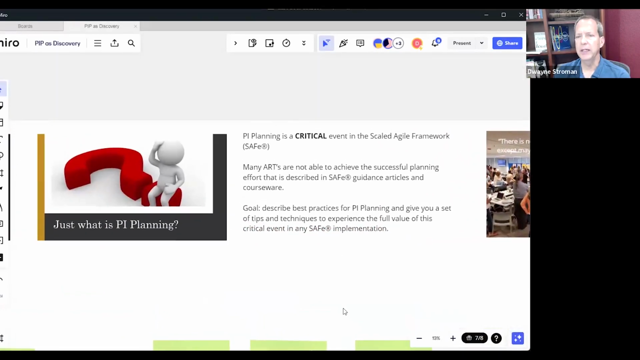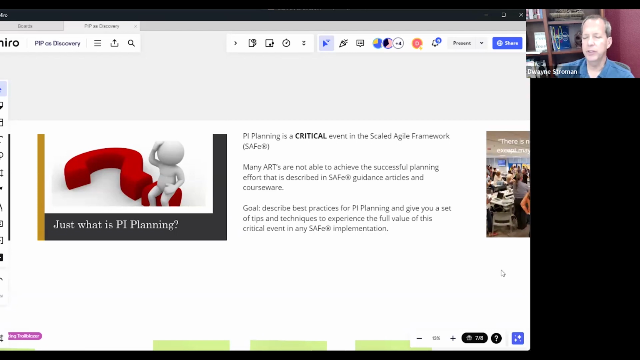What is PI planning? It is the seminal event in any SAFe implementation. It is a critical component that brings so many of the SAFe principles together, aligning cadence and synchronization. It brings a number of Agile manifesto principles together. And its intention is to understand our objectives and our approach, our direction for this upcoming PI.